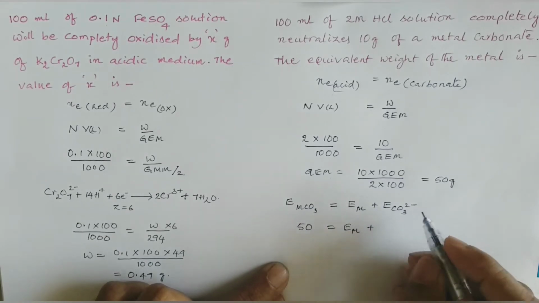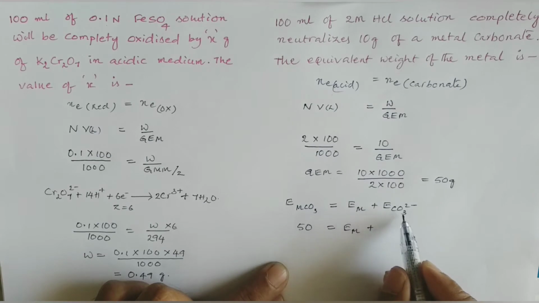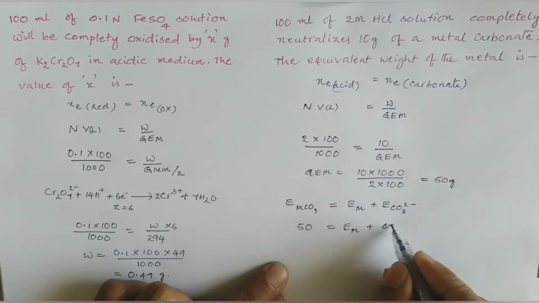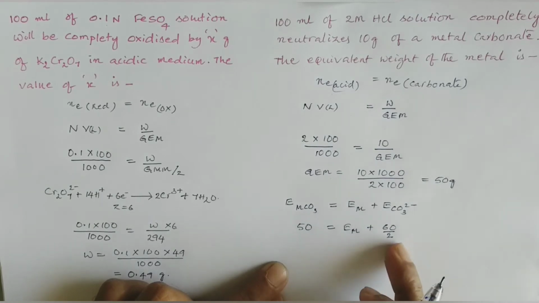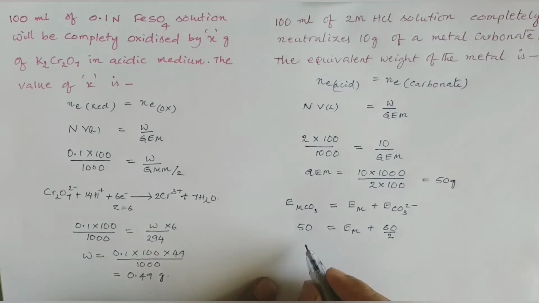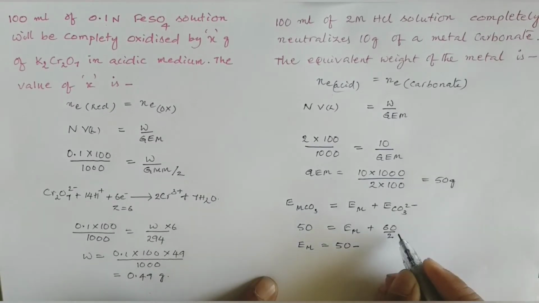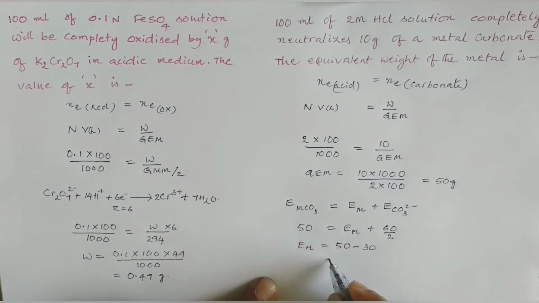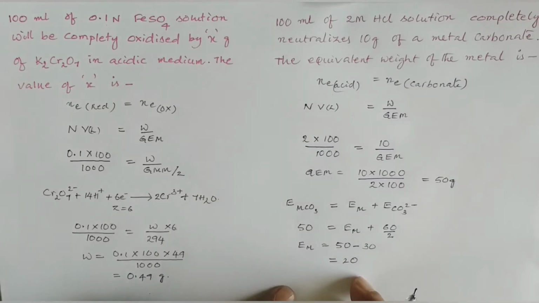Okay, for carbonate ion, equivalent weight is equal to formula mass divided by charge on the ion. What is the formula mass? The formula mass of carbonate ion is 12 plus 3 into 16. So that comes out to be 60 divided by the charge on the ion, that is 2, right? So this is equal to 30 now. Now the equivalent weight of metal is equal to 50 minus 30, right? So that is equal to 20. 20 is the equivalent weight of metal. That is the answer.